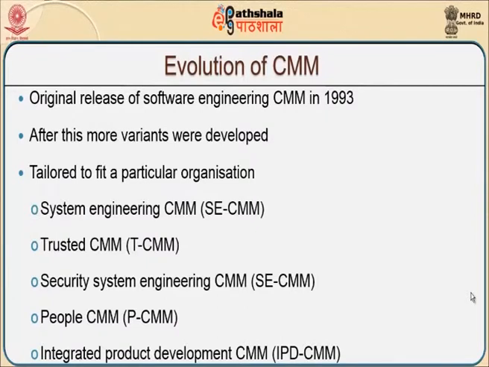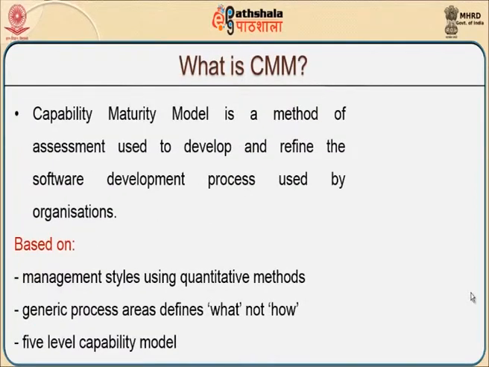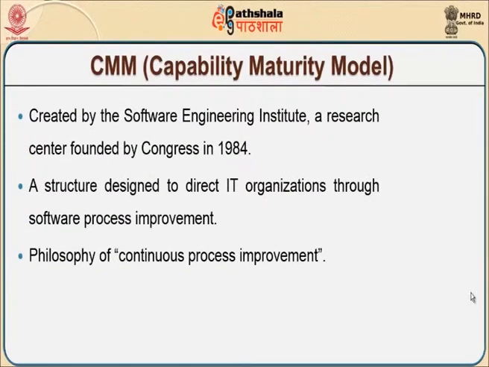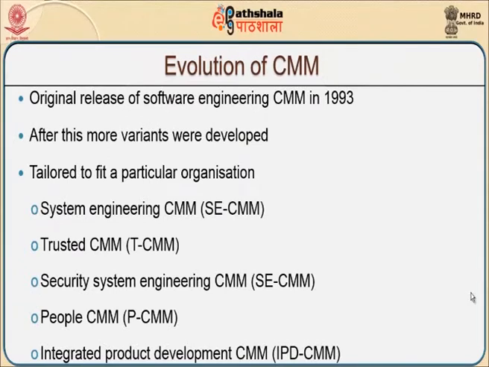Now, let us look at the evolution of the capability maturity model. The original release of the software engineering capability maturity model was established in 1993. But in the previous slide I told you this capability maturity model was created by the Software Engineering Institute in 1984. But then in 1993 the same capability maturity model was defined specifically for software engineering CMM.